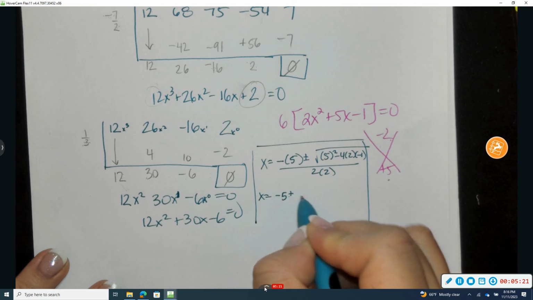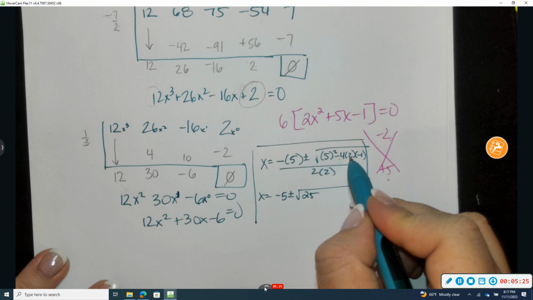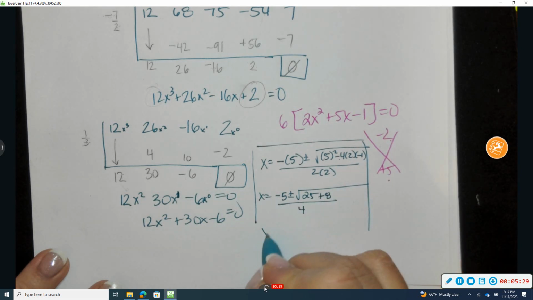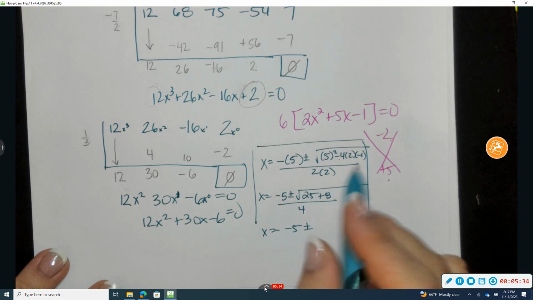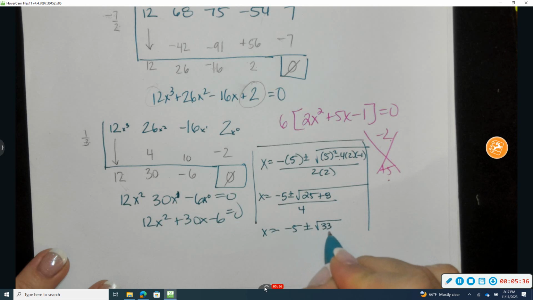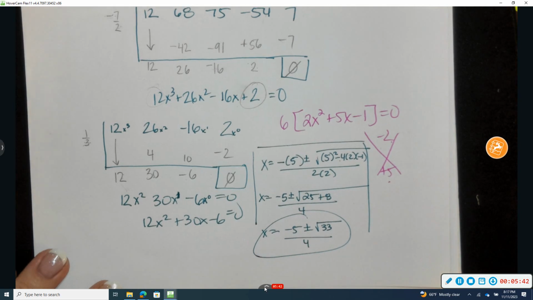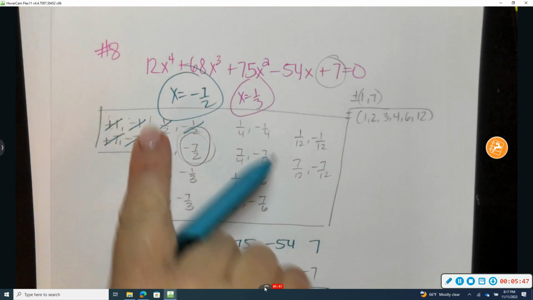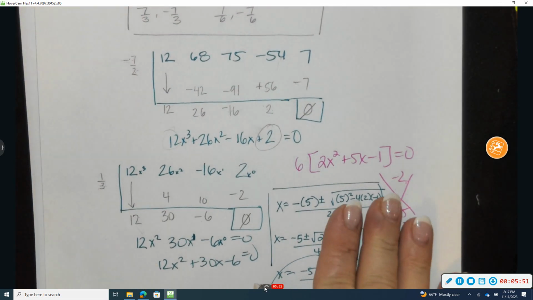Negative 5 plus or minus the square root of 25. Now negative 4 times 2 times negative 1 is a positive 8, all divided by 4. X equals negative 5 plus or minus, what are we going to go up to? The square root of 33, which cannot be broken down using perfect squares, divided by 4. So this is my other two remaining solutions. So here's two solutions, one time when you add, one time when you subtract, and then the first solutions that we found out of negative 7/2 and a positive 1/3.